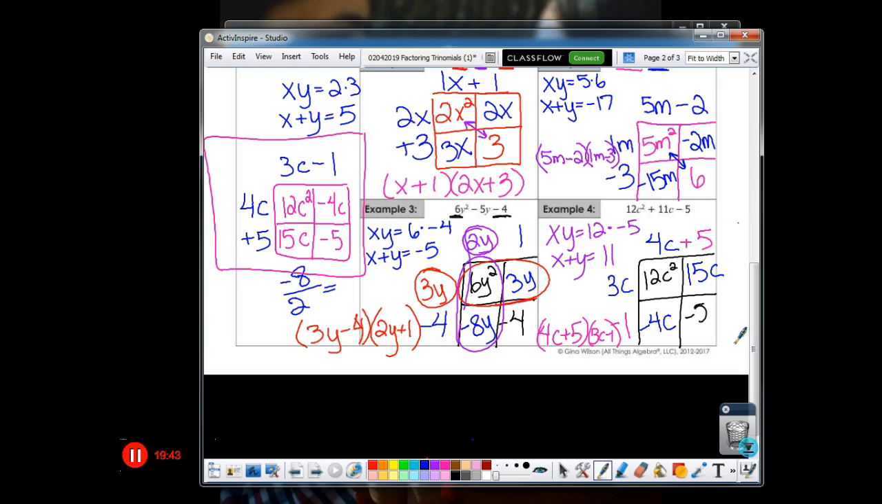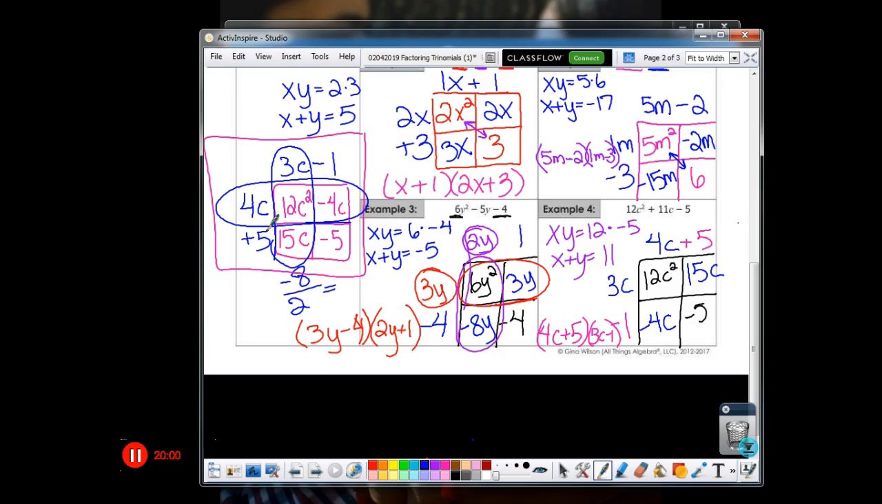Because the GCF has to line up. The GCFs have to line up. 15 and 12 has a GCF of 3. 12 and negative 4 has a GCF of 4. So the GCFs have to line up. So be careful with that. So that does matter.